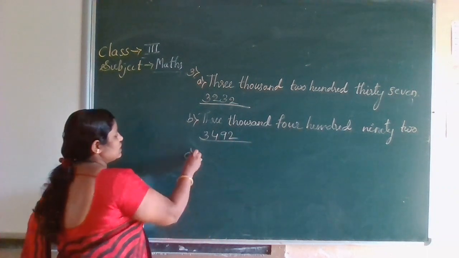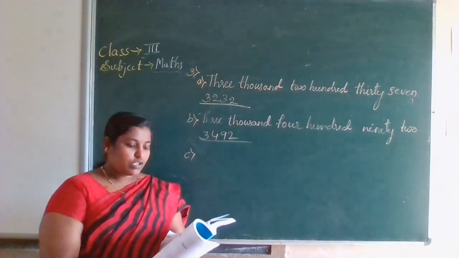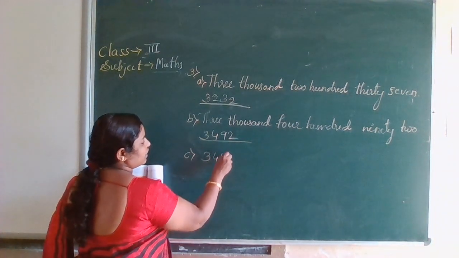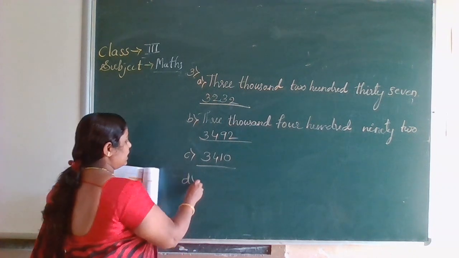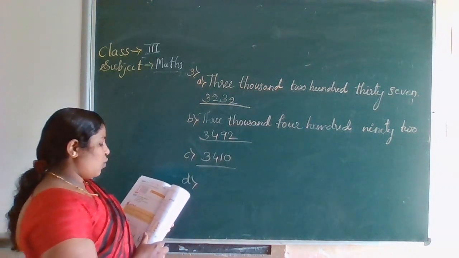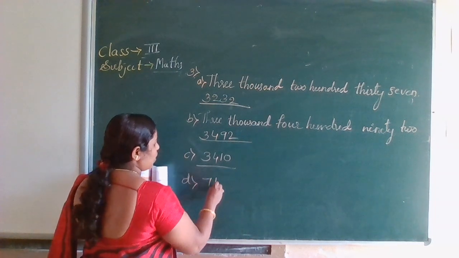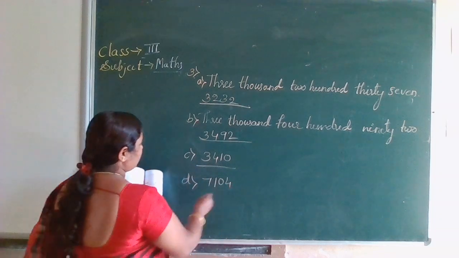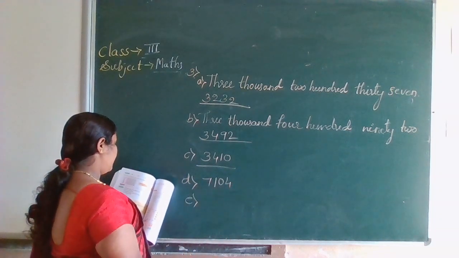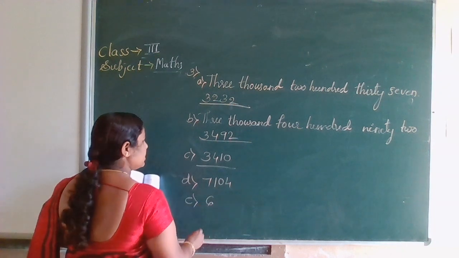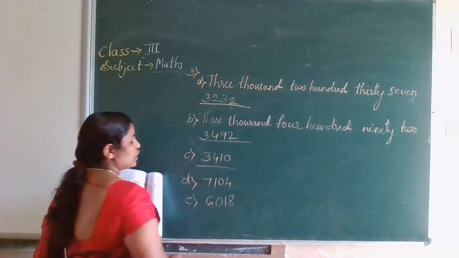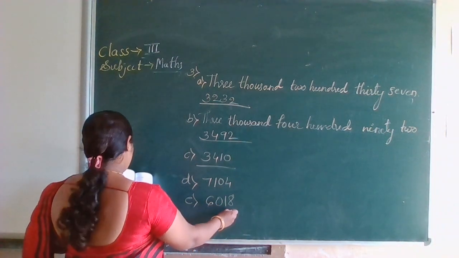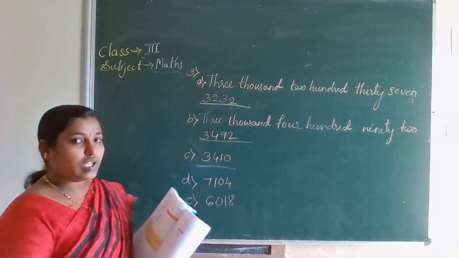Now this one, 3492. And C, 3410. D, 7104. Next E, 6018. There is no hundreds place, so write 0 in the hundreds place. 6018. This is the third question.